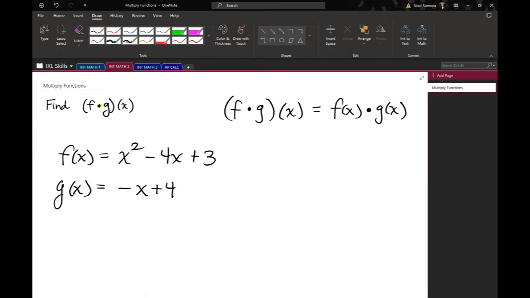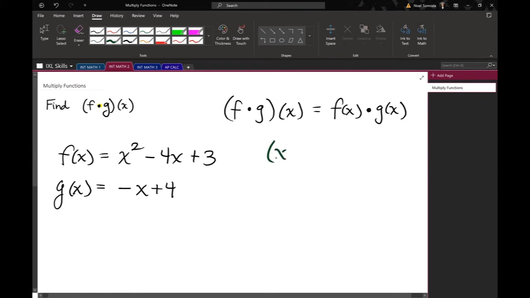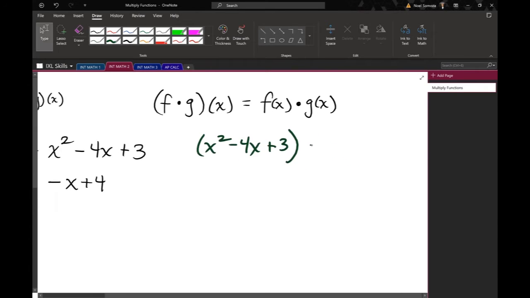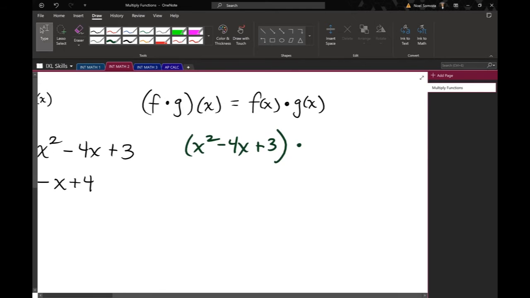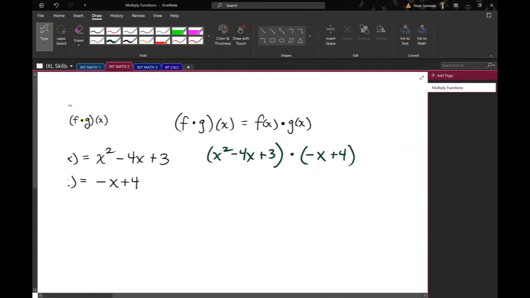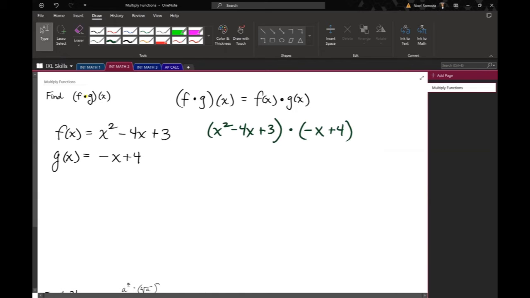All right, so what do we need to do? Well, if we are going to multiply f of x with g of x, we need to set it up first as x squared minus 4x plus 3, and we will be multiplying that times our g of x function, which is the binomial negative x plus 4. Now since we have a trinomial and a binomial, foiling this out, which is a common method, can get a little bit messy.